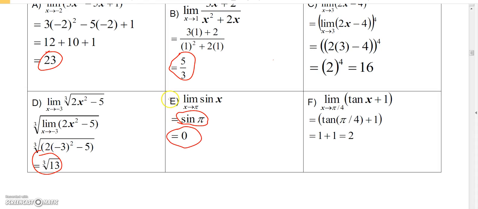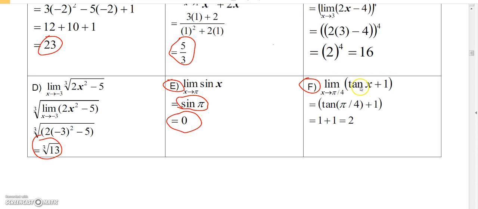And again, on these last two, if you're not in a Calculus 1 class, you can probably skip these since they involve trig functions. And then the last one says the limit of tangent of x plus 1 as x approaches pi over 4. Well, that would simply be the tangent of pi over 4 plus 1. And then you figure out what's the tangent of pi over 4. I believe that's 1. And so you would have 1 plus 1, which equals 2.